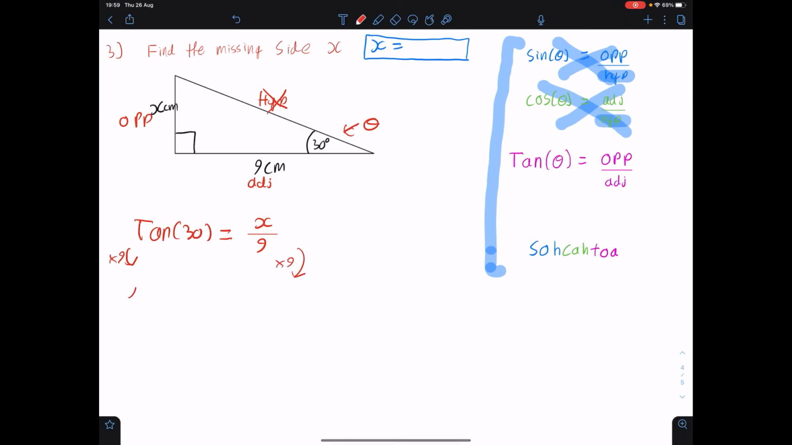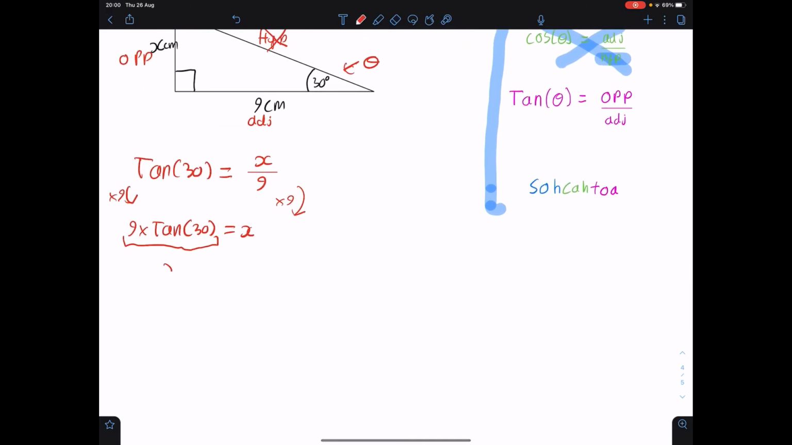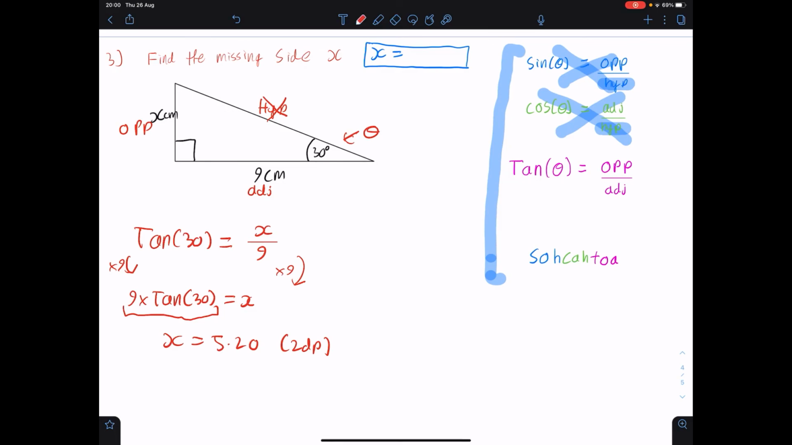And in doing this, on the left-hand side, we get 9 times tan 30 is equal to x. And if we just punch this into our calculator, again being careful about our brackets, we get that x is equal to 5.20, and that is to 2 decimal places. So we have just found out that the length of this side here is 5.2 centimeters, and we have done that from using a trigonometric ratio that we have picked, and then just rearranging after substituting in the relevant information to find the length of that side.